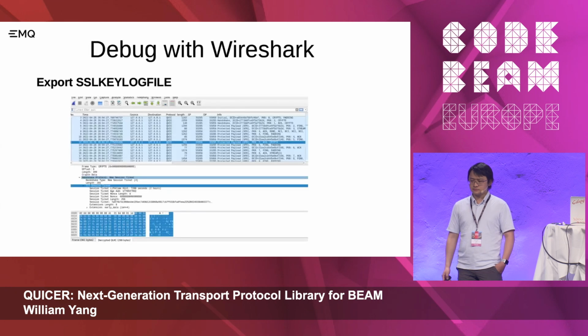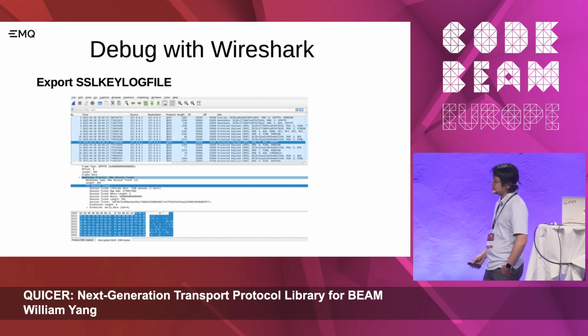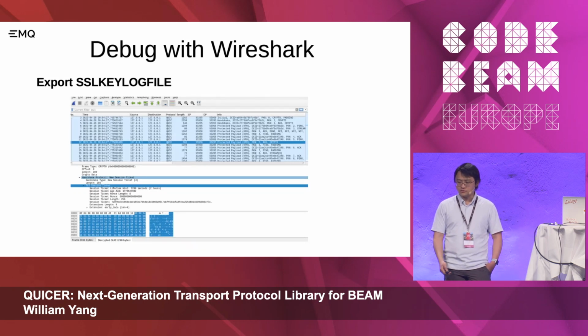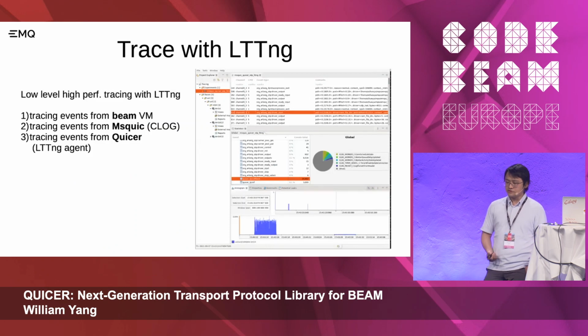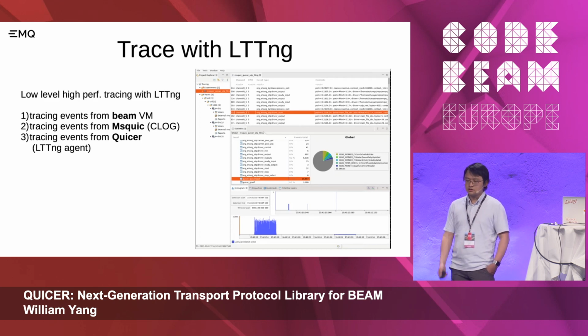That's it. In QUICER we are really focusing on troubleshooting. You can debug with Wireshark, and QUICER supports specifying which connection you want to export the TLS master key for, so you can decrypt your entire Wireshark capture. We are also very serious about tracing. We use LTTng tracing. I think this is the best fit because both the Erlang BEAM VM and MsQuic support LTTng. We also wrote some LTTng agents for low-level, high-performance tracing.